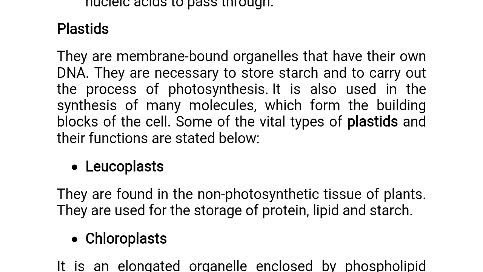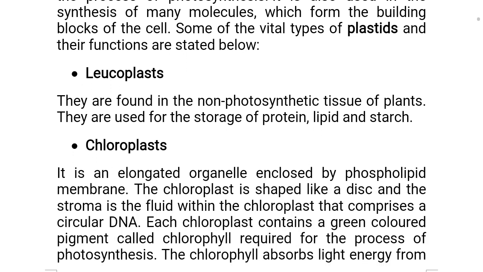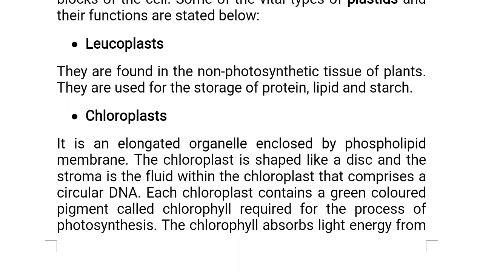Another organelle is known as the plastid. It's an organelle which also has its own DNA. Basically, plastids are divided into three types. We have the leucoplast, the chloroplast, and the chromoplast. The leucoplast is found in non-photosynthetic tissue in plants, and basically they store proteins, fats, and starch. While the chloroplast is the photosynthetic organelle in the plant cell containing DNA, which is responsible for photosynthesis because it contains the green pigment called chlorophyll.